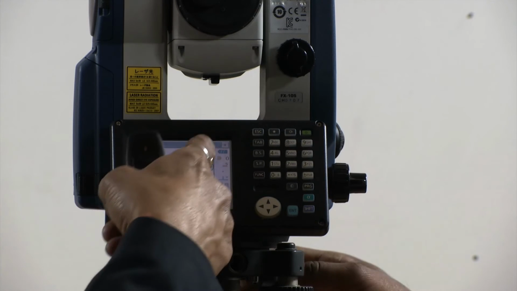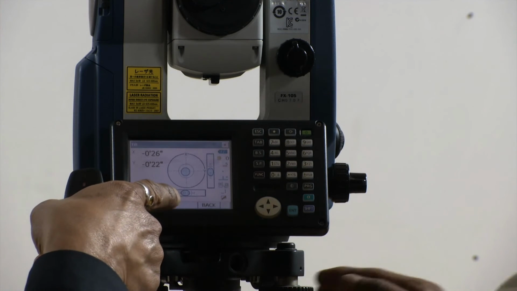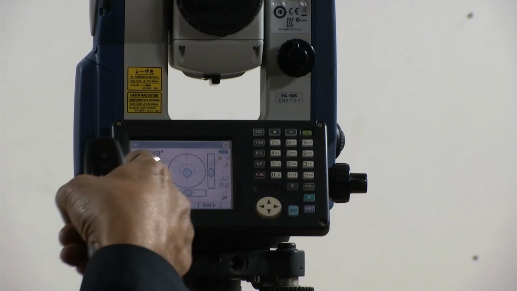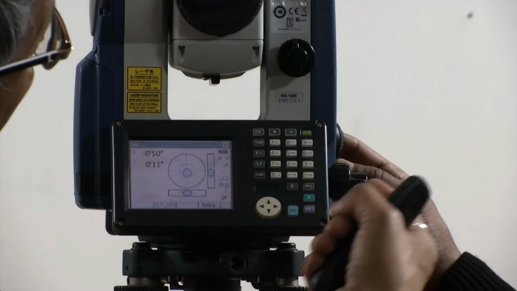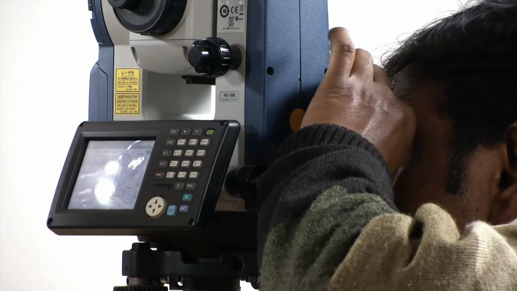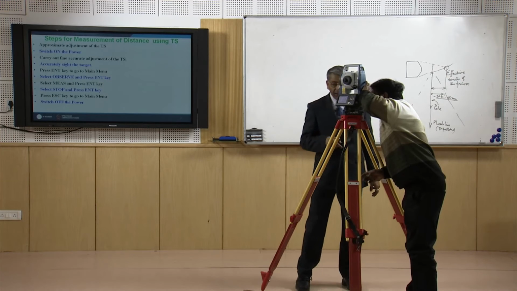Now we will bring this y bubble in the center. More or less, now you can see this bubble in the x as well as in y are in the center, also this is in the middle. Now we will see whether our instrument is properly centered or not through optical plummet. So through optical plummet we have to check it.